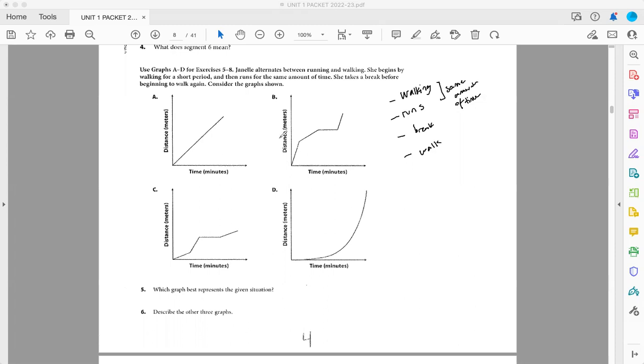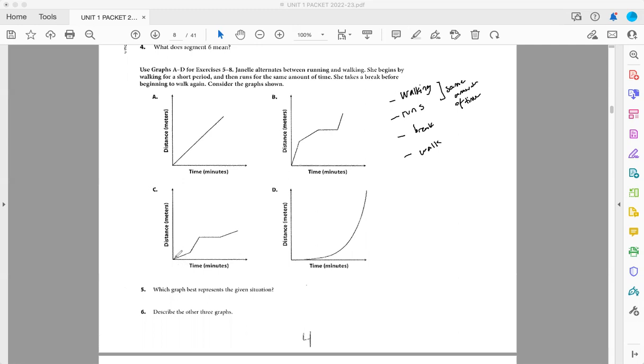So which of these 4 options represent, which graph, for number 5, it says, which graph best represents the given situation? So look at the graphs. A is not it, because A is a constant rate, it's linear. And D is also not it. It has to be either C or B because of the variation in the slope value. Because she walks first and then she runs, it has to start with a slower, less sharp slope. This slope is sharper than this. So because of that, we're not going to choose B.